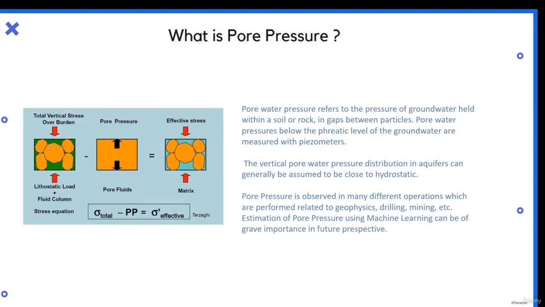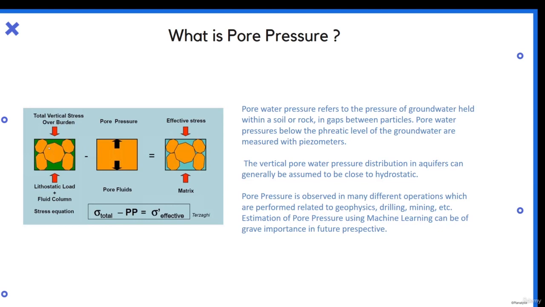Moving on, let us first understand what pore pressure is. I'm sure you have heard this term in your high school 11th and 12th classes, the pore pressure in geography. Pore pressure refers to the pressure of groundwater held within a soil or rock in gaps between particles. Basically, if you take out a chunk of soil, there are certain gaps, certain pores present in it, and when a gas or liquid gets inside that pore, the pressure exerted by the gas or liquid on that pore is known as pore pressure.